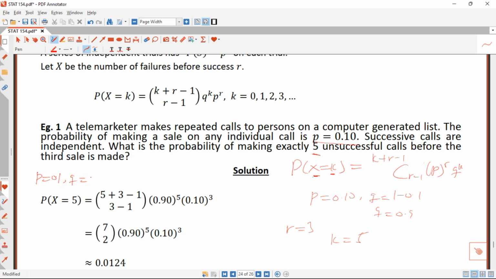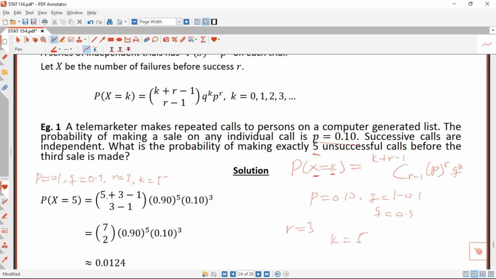So right now we have p equal to 0.1, q equal to 0.9, r equal to 3, and k equal to 5. We are going to just substitute these into this formula. Wherever we see k, we substitute 5, r to be 3, p will give us 0.1, and q will give us 0.9. That's the same thing the slide is showing us here.